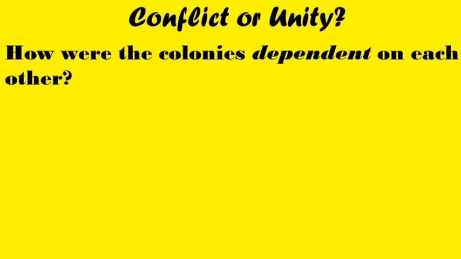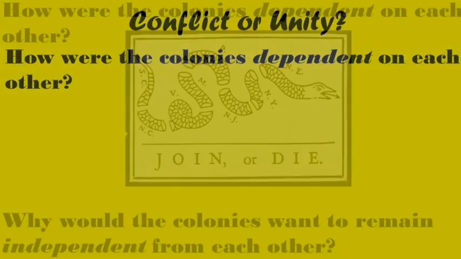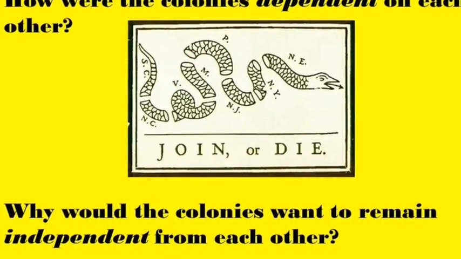Now, we'll look at how the colonies developed dependent on each other, meaning that they needed each other to survive, but we'll also be looking at the reasons that they would have had for wanting to stay independent of each other as well.